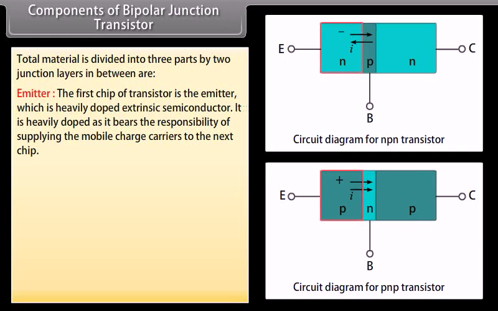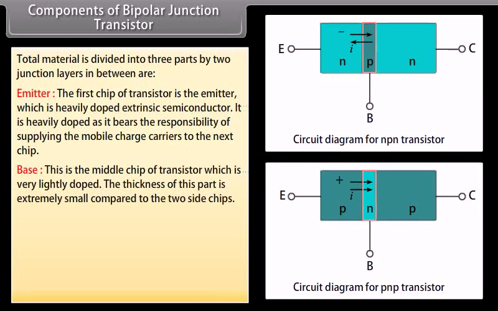The first chip of the transistor is the emitter, which is a heavily doped extrinsic semiconductor. It is heavily doped as it bears the responsibility of supplying the mobile charge carriers to the next chip. Base. This is the middle chip of the transistor, which is very lightly doped. The thickness of this part is extremely small compared to the two side chips.